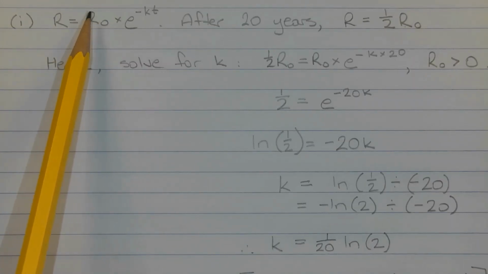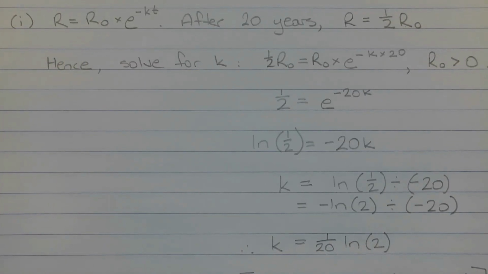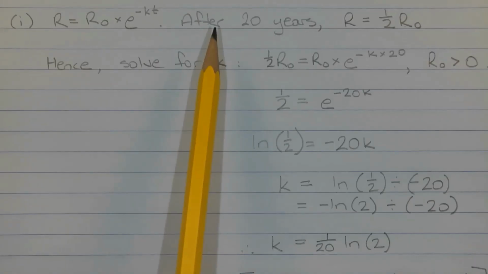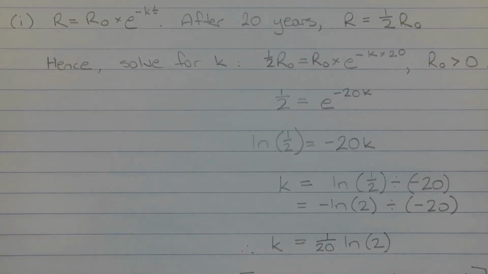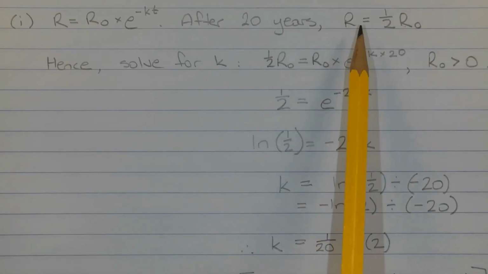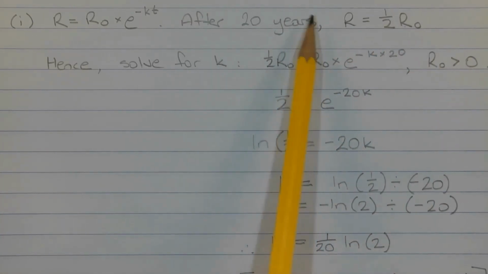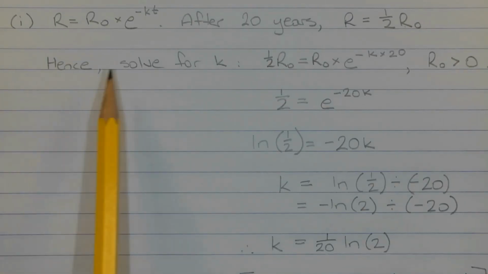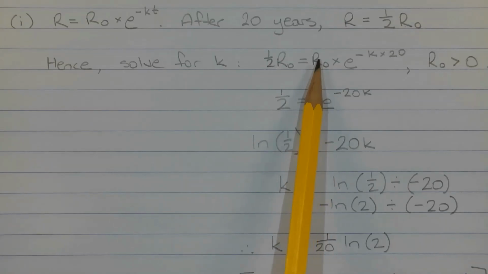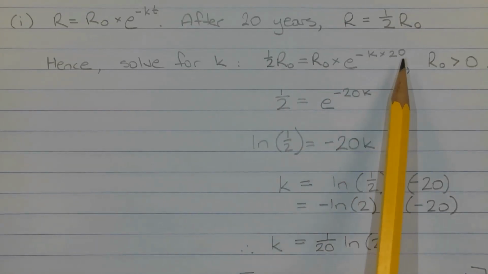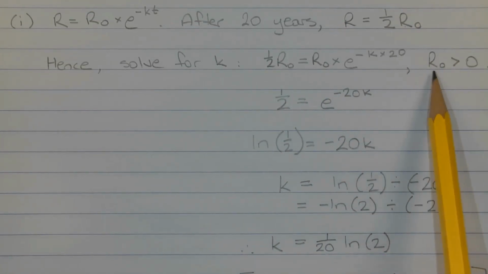It is not given what the value of R0 is, which represents the initial amount of coal in the mine. Now R is equal to R0 times e to the power of negative kt. What we do know is that after 20 years, whatever the value of R0 is, 50% or half of R0 remains. So R is equal to half of R0 after 20 years. Hence we can solve for k the equation half of R0 is equal to R0 times e to the power of negative k times 20, where R0 is a positive value.